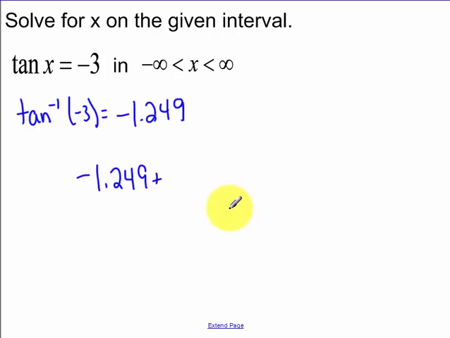Tangent's period: tangent repeats every pi. So that's why I add plus pi k. Remember, k is standing for integers, where those are rotations around my circle. It's really multiples of pi since tangent repeats every pi. If you're working with sine or cosine, you'd have to have the two angles, and then you would have 2 pi in there.